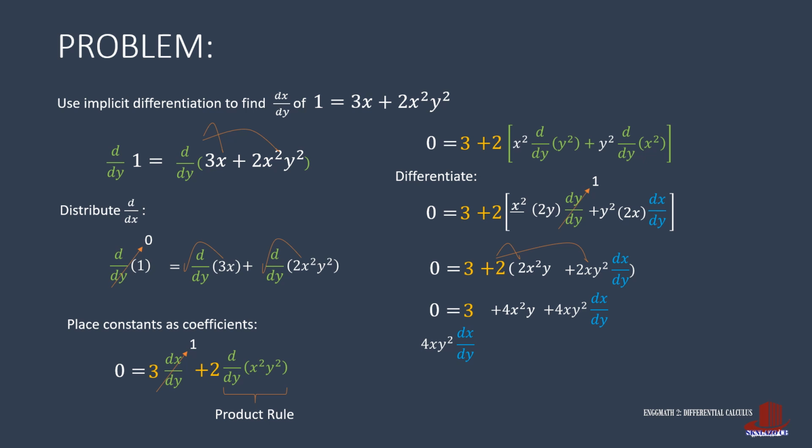Move the term with the derivative on the other side, making 4xy squared with the derivative equal to negative 3 minus 4x squared y. Divide everything by 4xy squared to have the derivative of dx over dy as the negative of the binomial 3 plus 4x squared y upon 4xy squared.